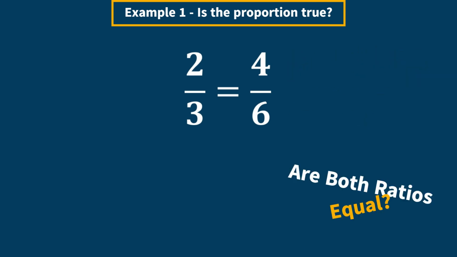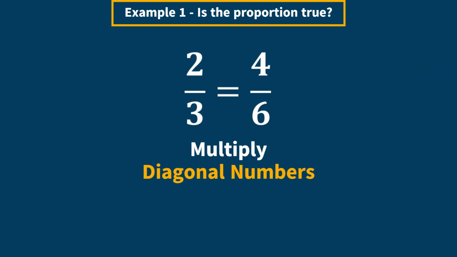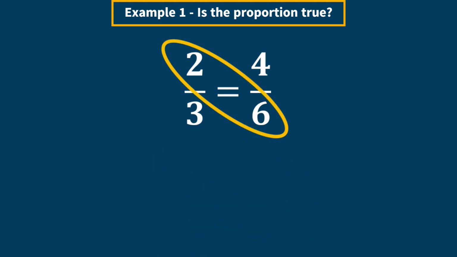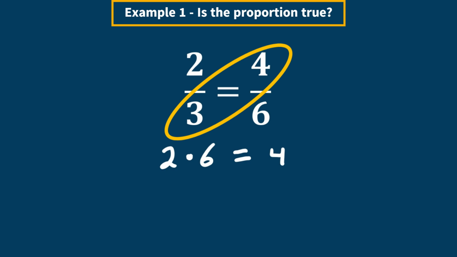The way we determine that is by multiplying the diagonals of the fractions here. So let's look at the first diagonal. We have 2 times 6. We're going to write that down. 2 times 6. And for these ratios to be equal, that means that 2 times 6 must be equal to the other diagonal multiplied by each other. So let's look at the other one. What we have is 4 times 3.